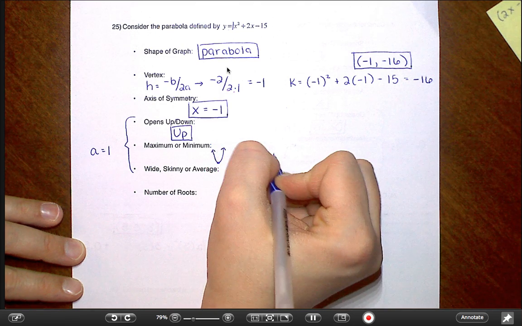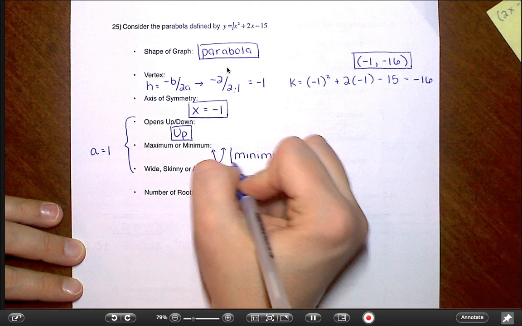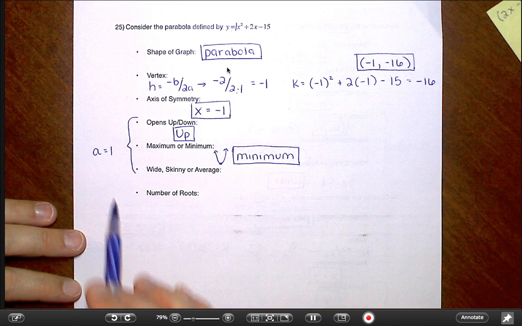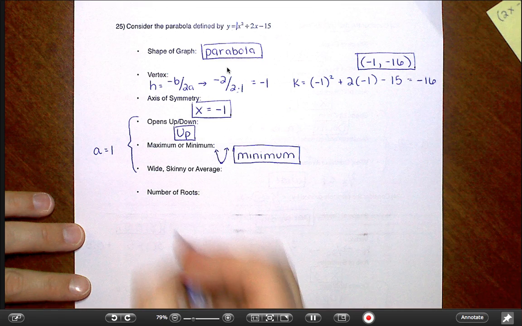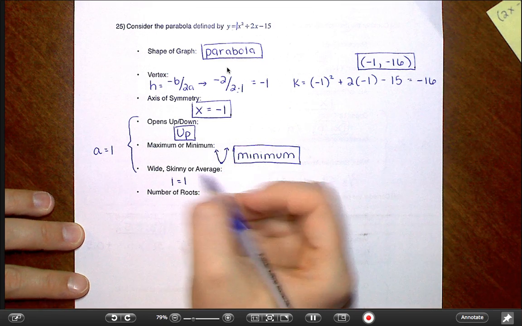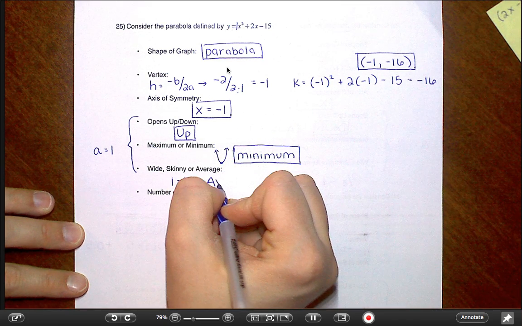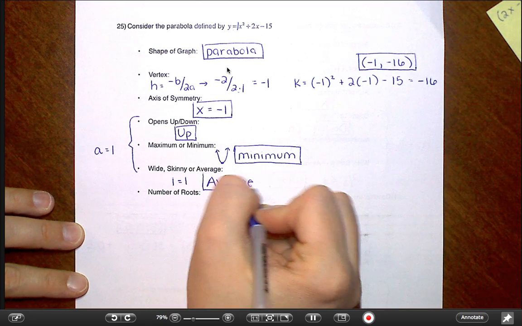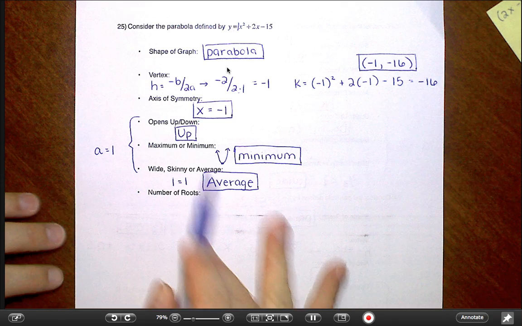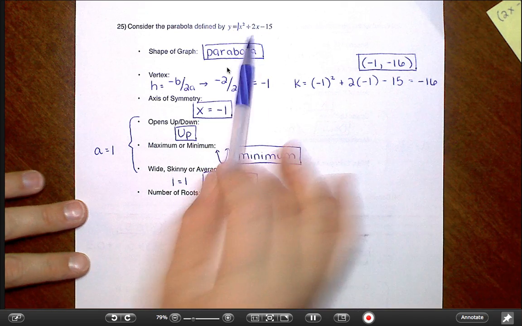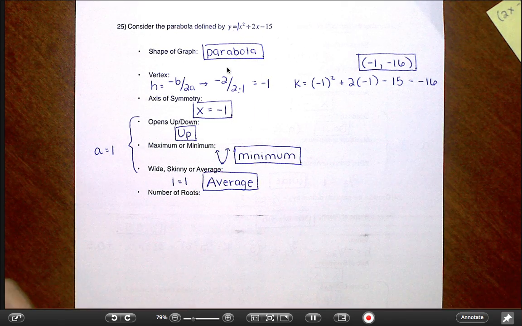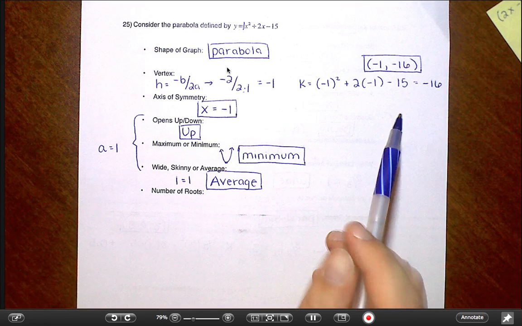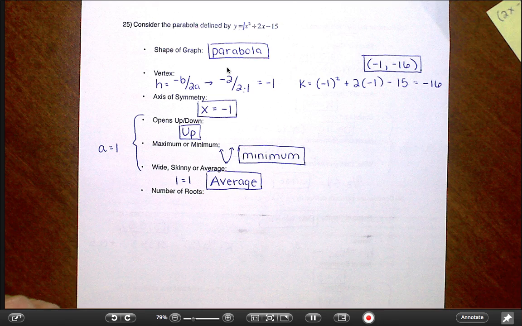Now this is an interesting question. Usually we answer these with wide or skinny. But if my a value is a 1, that's not bigger than 1 or smaller than 1. That's exactly equal to 1. That's just going to be average. That's what we consider to be just a plain old y equals x squared type parabola. It's going to be moved around. These numbers are going to move it to a different position on the coordinate plane. You can see the vertex is here. But size-wise, it would look exactly the same as just y equals x squared.